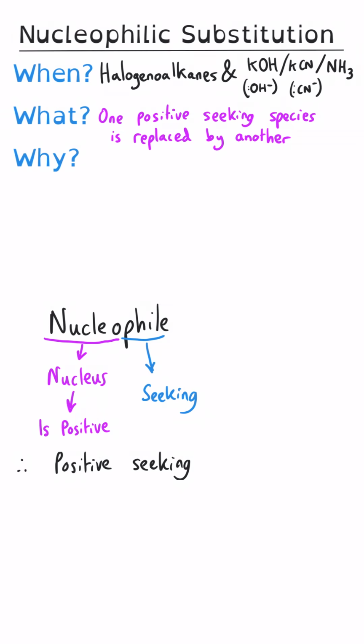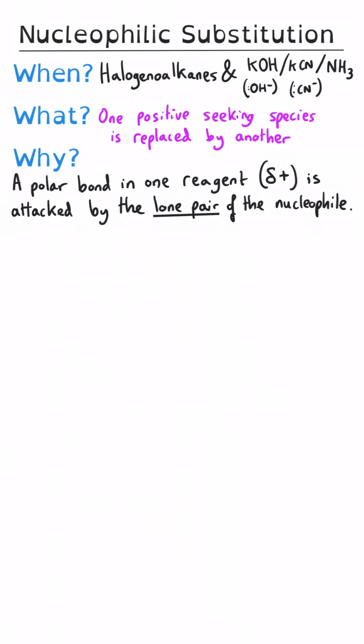Why does it happen? Well, in the halogenoalkane, we have got a polar bond. And the delta plus region in this polar bond is particularly attractive to negative ions or molecules that have got a lone pair of electrons. And that's a characteristic of a nucleophile. It must have a lone pair of electrons because this is what it's going to use to form a new bond to the electron deficient atom in the halogenoalkane.